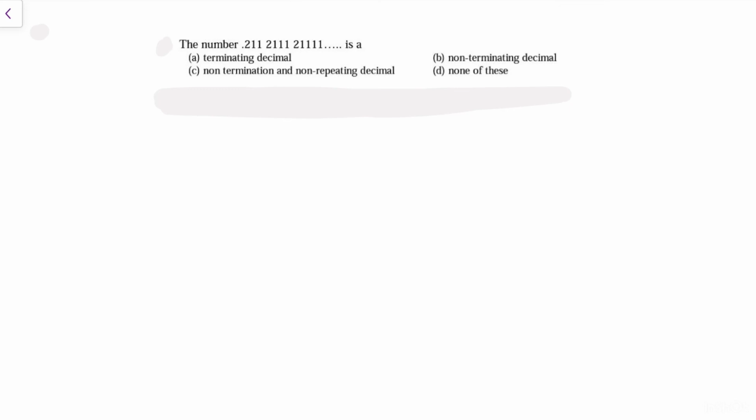211, 211, 241, then 251, then 261. It continues like that only, but it is not at all repeating. So I can say that this decimal is non-terminating, non-repeating. So option C is the correct option. Non-terminating, non-repeating. Otherwise I can say that it is an irrational number.